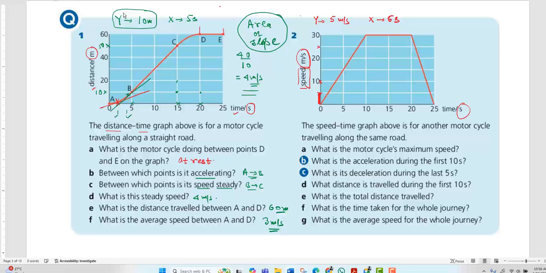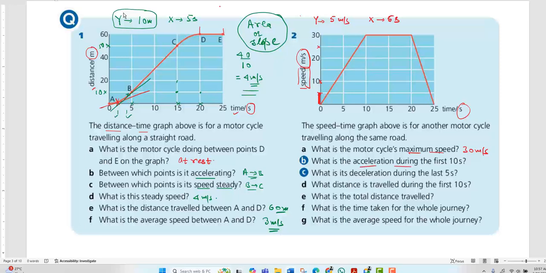Now go ahead. What is the motorcycle's maximum speed? The maximum speed of the motorcycle is 30 meters per second. Right. What is the acceleration during the first 10 seconds? 10 meters per second. No, beta, acceleration. Acceleration he is asking.